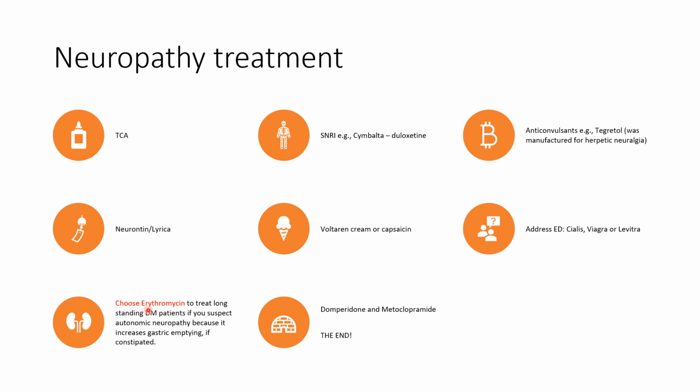Okay. You may choose erythromycin if you have any reason to suspect an infectious disease that is bacterial in origin and susceptible to macrolides in a long-standing diabetes mellitus patient. Why that? If you suspect autonomic neuropathy, because it increases gastric emptying if the individual is constipated. But erythromycin may prolong the QT, and you know what that will mean: from prolonged QT to torsades de pointes, ventricular tachycardia, ventricular fibrillation, asystole, and death. And domperidone and metoclopramide will also be helpful when it comes to increasing peristalsis as needed in autonomic neuropathy. Thanks for that, and that will be the end of neuropathy treatment.